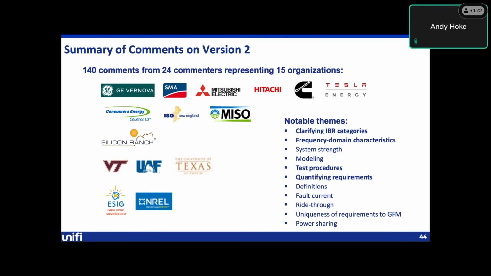There were also a bunch of comments that the requirements weren't particularly quantitative. They need to be quantitative so that industry can actually apply them and know whether or not they're meeting the requirements, and also that there were no test procedures. Those were some of the main ones that we focused on trying to improve. We also made a bunch of revisions in other areas to address comments. Next slide.